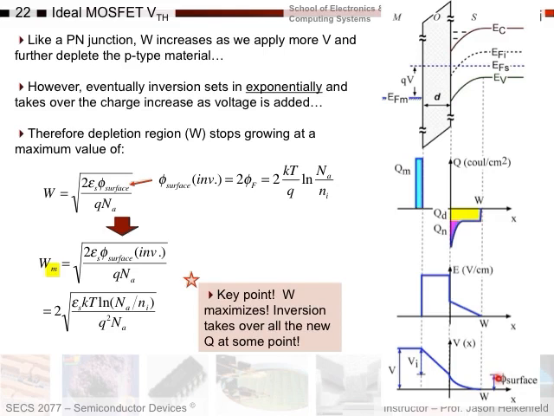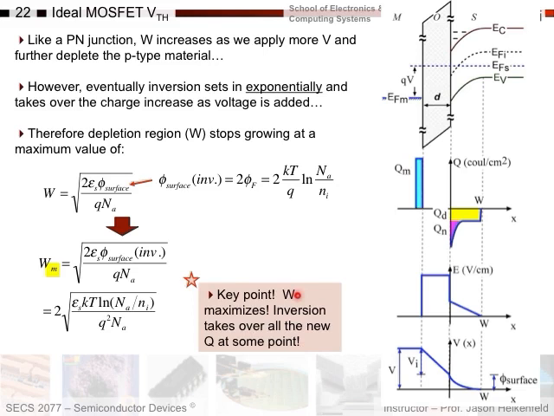When you hit 2 phi sub f, you start to get inversion, charges start to appear, and you get no more depletion. And so I will just substitute in 2 phi sub f for surface potential. 2 phi sub f is this stuff. Put that in there. And I'll put everything together, and now I have a nice equation which I can use to predict my maximum depletion width before inversion sets in. Again, key point, the depletion width maximizes. After that point, inversion takes over. It generates all the new charge because it's an exponential function, and the depletion width just completely stops.